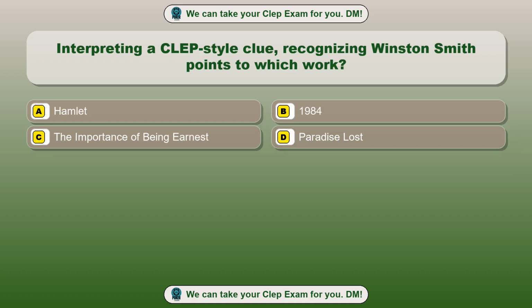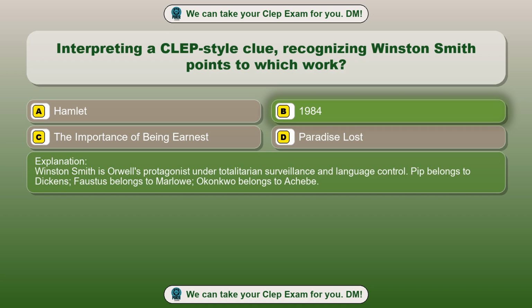Question 56. Interpreting a CLEP-style clue, recognizing Winston Smith points to which work? Option A, Hamlet. Option B, 1984. Option C, The Importance of Being Earnest. Option D, Paradise Lost. The correct answer is option B, 1984. Winston Smith is Orwell's protagonist under totalitarian surveillance and language control. Pip belongs to Dickens, Faustus belongs to Marlowe, Okonkwo belongs to Achebe.